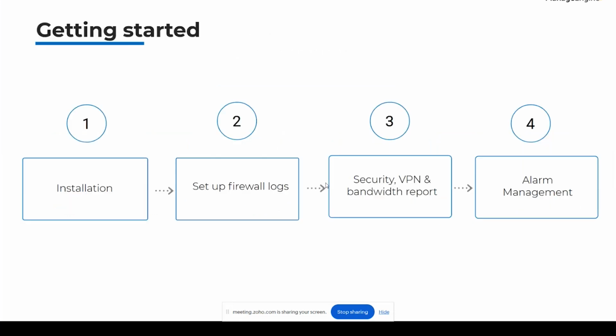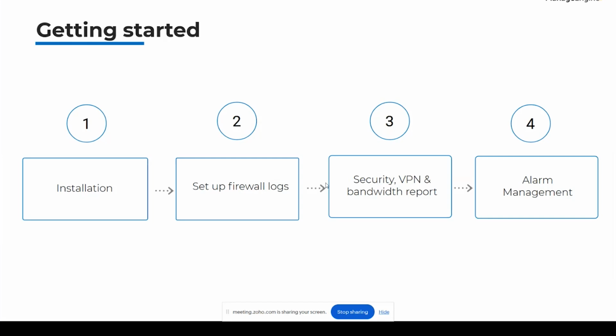Now, let's look at how to fetch firewall logs into Firewall Analyzer. The first step is installing the software. You can find the installation requirements on our website, or if you prefer, let us know in the chat and we'll send them directly to you. Once installed, you'll need to configure your firewall to send syslogs to the default UDP port 1514. If this particular port is not available, you can use an alternative free port.